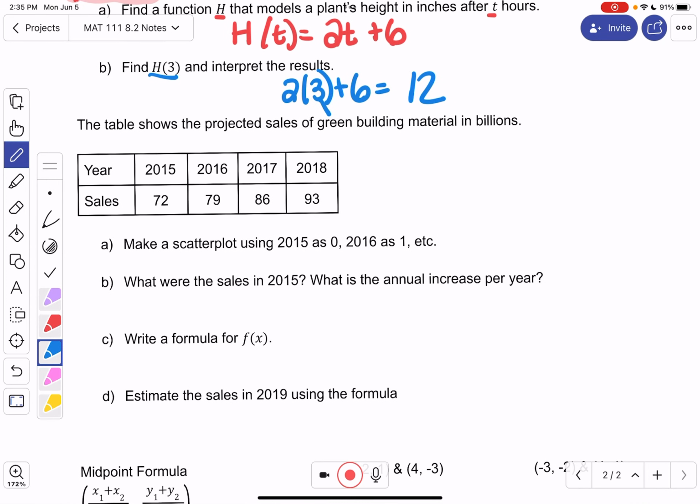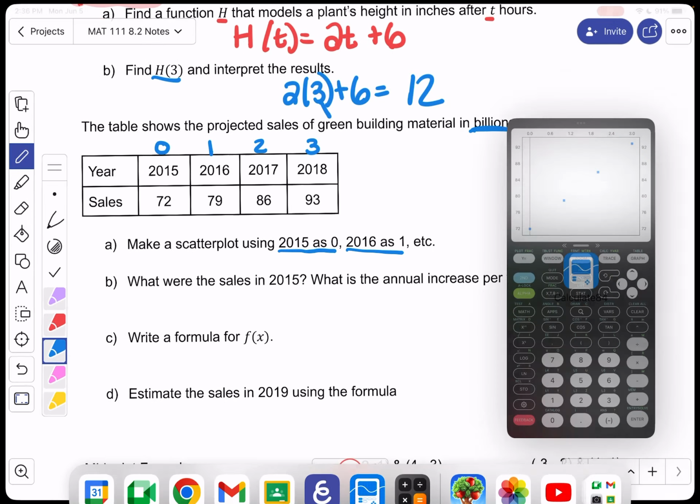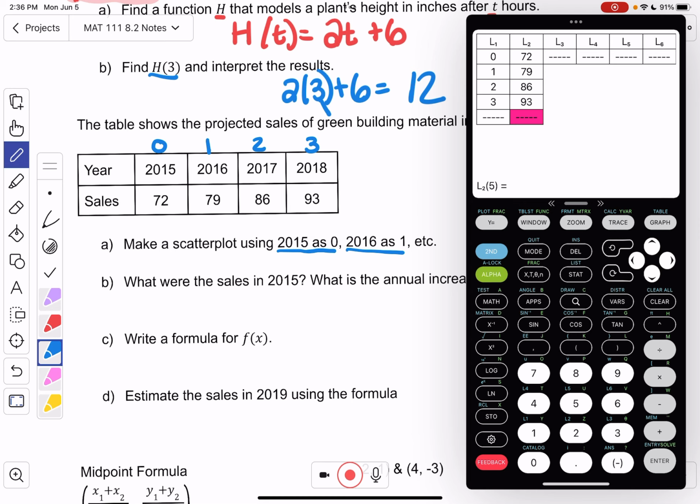Another problem, the table shows projected sales of green building materials in billions. So all those numbers in sales are actually billions of dollars. We're going to make a scatter plot using 2015 as 0, 2016 as 1. So what that means is instead of typing those huge numbers in the calculator, we're going to type 0, 1, 2, and 3. So if I go in my little calculator here, go to my stat, edit, 0, 1, 2, 3 is the L1, those are our X values, and then the sales we put in L2.